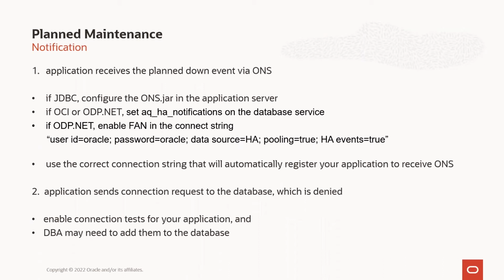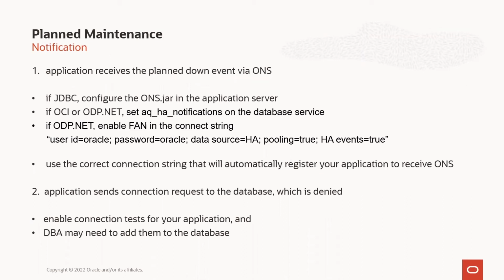If it's an OCI or ODP.NET application, this is much simpler, in fact. You basically have to set the AQ HA notifications on the database server. This is primarily to receive the FAN events. And in addition, in ODP.NET, you probably have to change the HA events to true. So this is part of your connect string. Now, that correct connection string, as I mentioned, I'll show you in the next slide. But if you use that connection string, it will automatically register your application to receive ONS notifications.